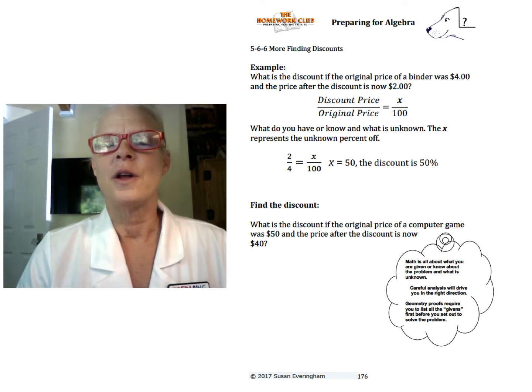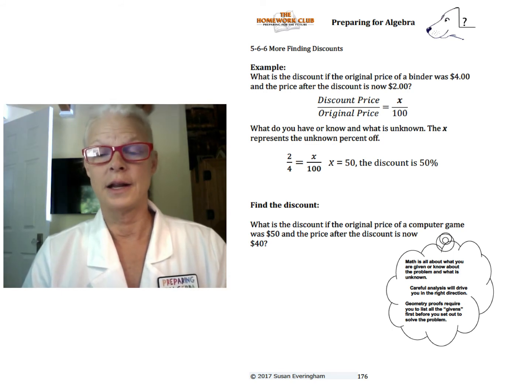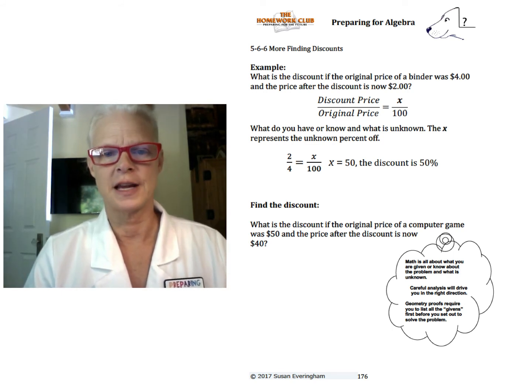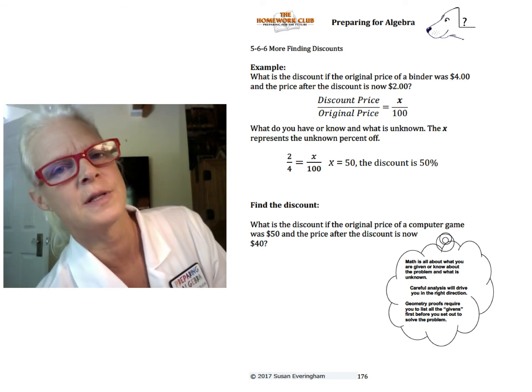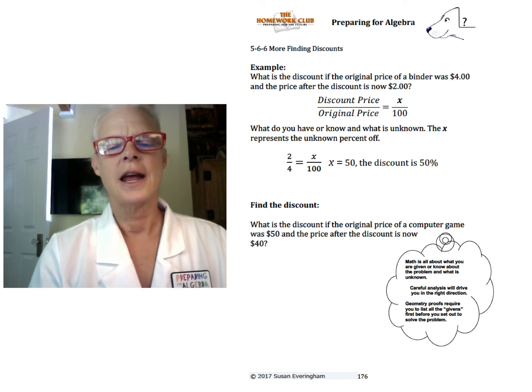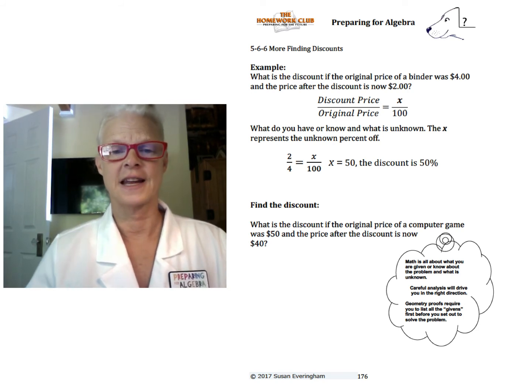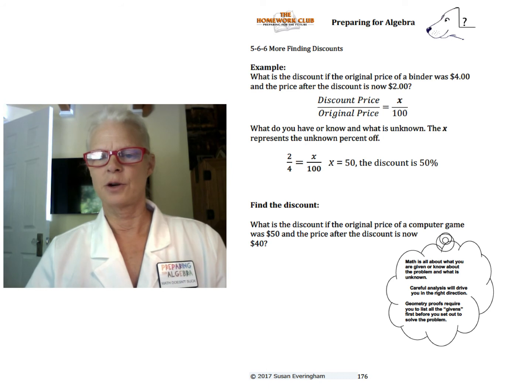So check it out. So what do you have? What do you know? And what is X? What's that going to represent? X for now is going to represent percent off. So you can see we've done cross multiplication, and X is 50, or 50% in this case. 50 out of 100 is 50%. Go ahead and find the discount on this next problem, and be sure to read the bubbles.